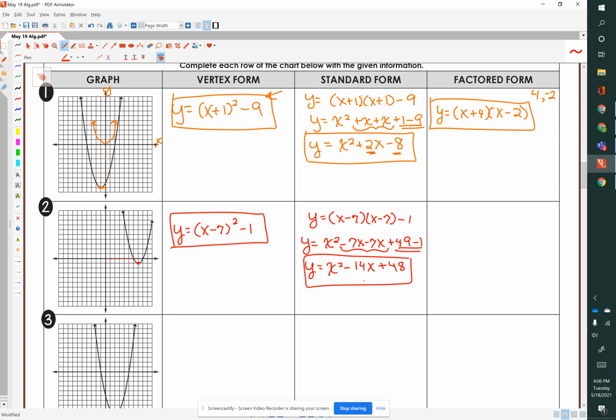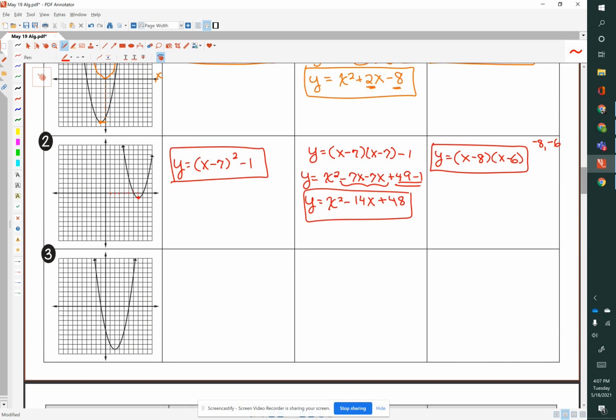Now let's factor this. We need two numbers that add to negative 14 and multiply to positive 48. So we're going to need two negative numbers, and negative 8 plus negative 6 equals negative 14, and they multiply to positive 48. So that would be y equals x minus 8 times x minus 6, and our job is done.